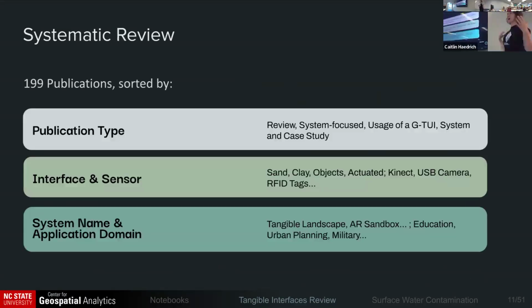And so we found 199 publications that met these criteria, describing studies that use G-TUIs, studies that describe the system, studies that describe the usage of the system, and then some review studies. And for all of these, we also recorded the type of interface, whether it was like sand, clay, or some of them had like pins, actuated pins that you can push and pull up, or objects, the type of sensor used, and then if it had a name or an intended application domain, we recorded that too.